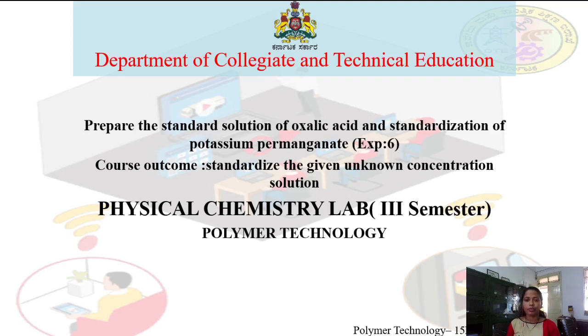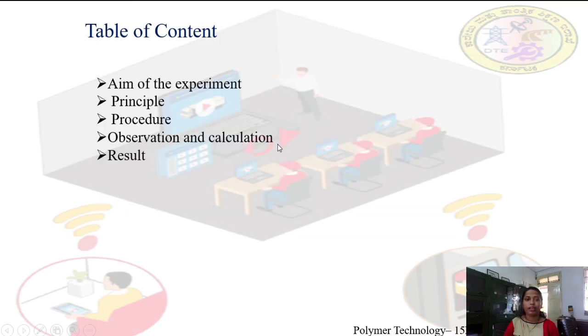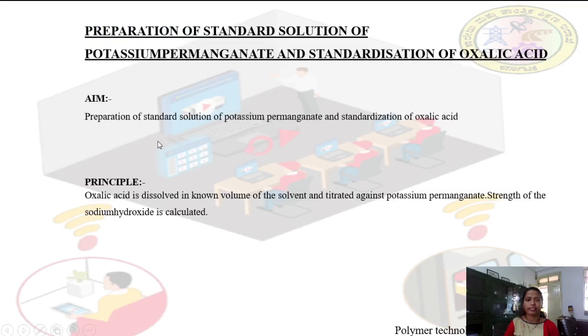Now I am going to present experiment number 6, that is, prepare the standard solution of oxalic acid and standardization of potassium permanganate. The content of this session: aim of the experiment, principle, procedure, observation and calculation, and result. The aim of this experiment is preparation of standard solution of oxalic acid and standardization of potassium permanganate.